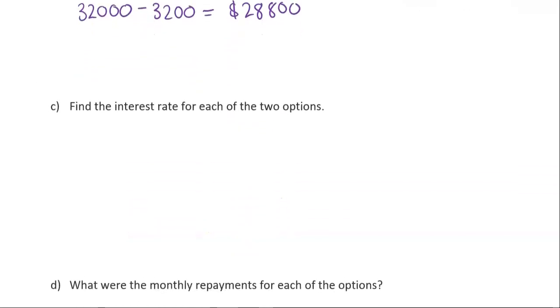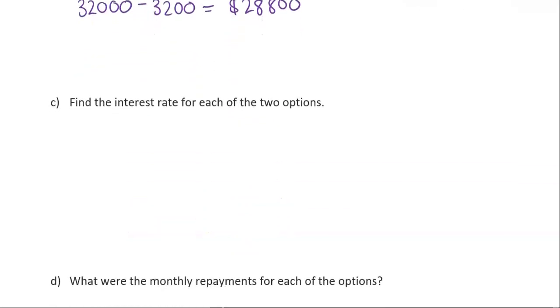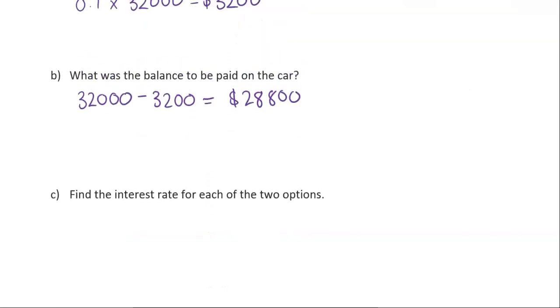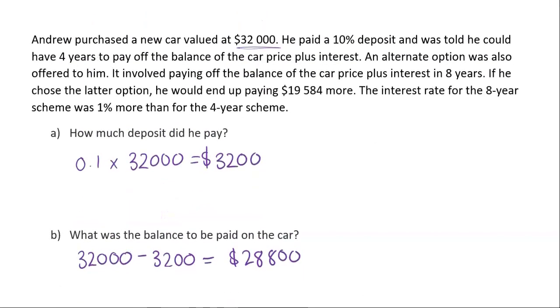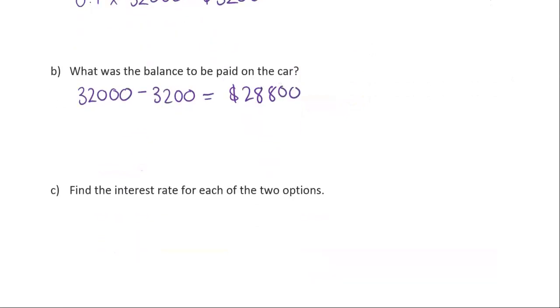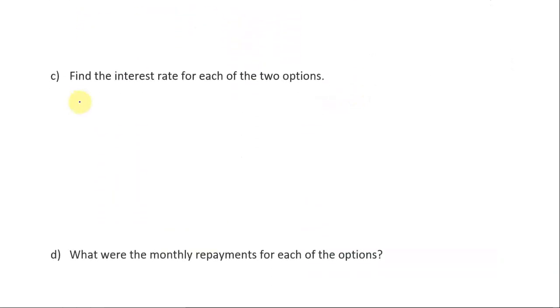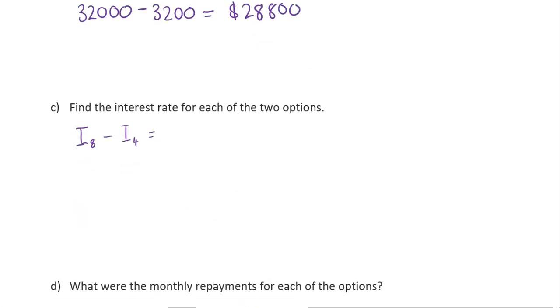The next question asks us to find the interest rate for each of the two options. Now this is tricky because we don't have a lot of information, but we do have enough information in our question. We know that if Andrew chose to pay over 8 years, he would pay $19,584 more in interest than if he paid over the 4 years. So what that looks like is the amount of interest over 8 years, take away the amount of interest over 4 years, the difference between the two, which was $19,584.